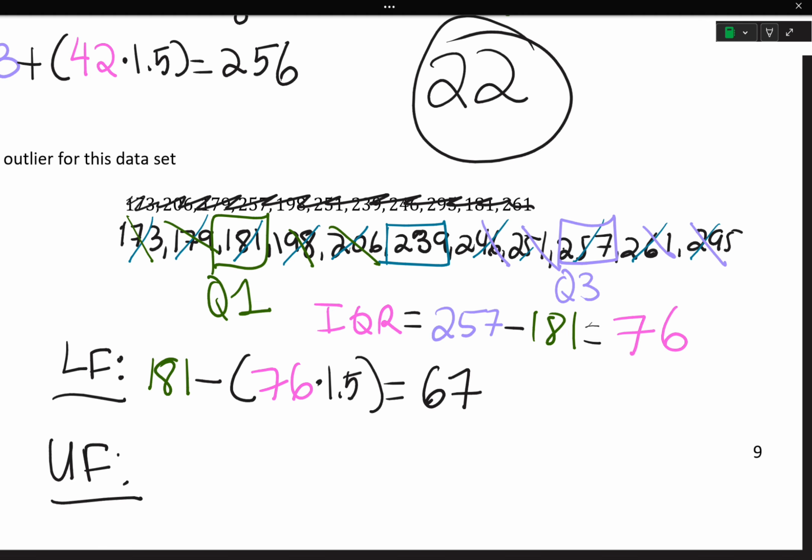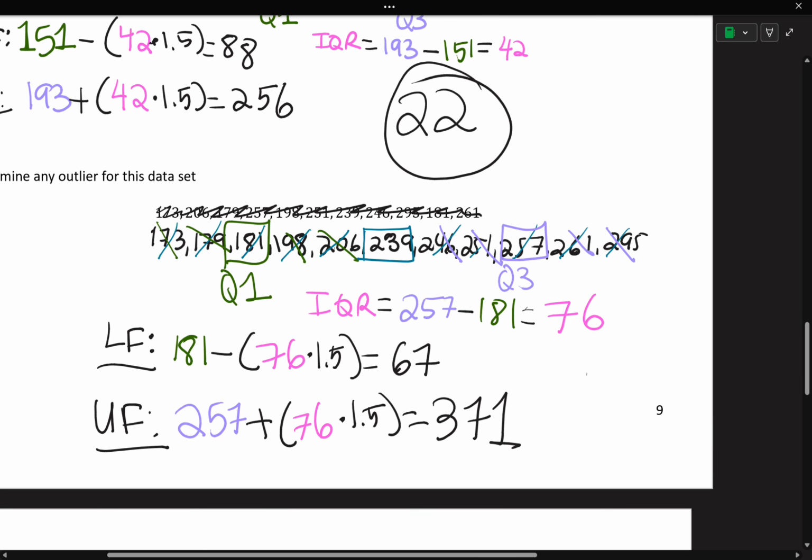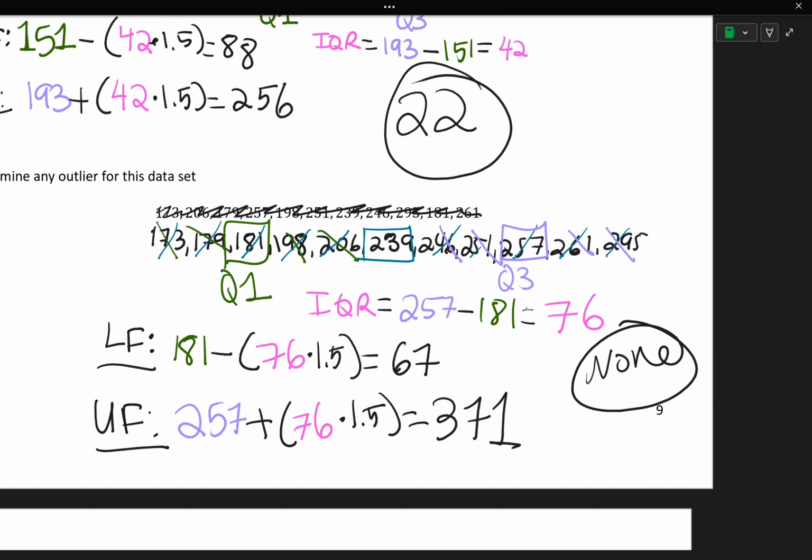So for the upper fence, we're going to do third quartile, so 257, plus the IQR, so 76, times 1.5. When I plug that into my calculator, I get 371. Do we have anything on our list that's larger than 371? No. There are no outliers. So clearly, past me was wrong.